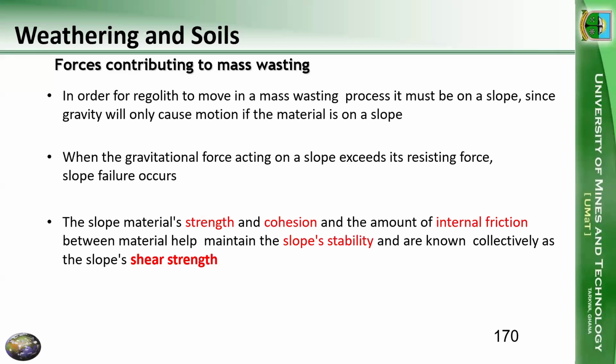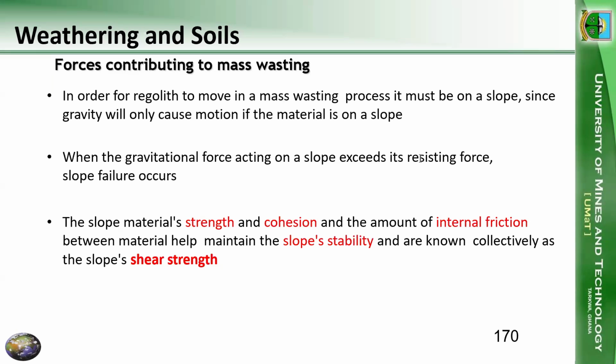So what are the factors contributing to mass wasting? In order for regolith to move in a mass wasting process, we already stated that it must be on a slope, right? Because gravity will only cause motion of the material if the material is on a slope. Now, when the gravitational force acting on the slope exceeds its resisting force, slope failure occurs.